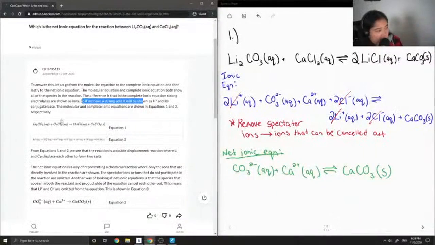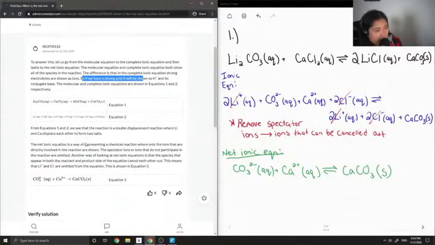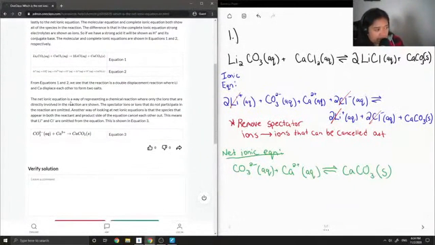So here they have the same molecular equation that I have in black, and then you'll see that they separate into their ions for equation 2. So we see that the reaction is a double displacement reaction where lithium and calcium displace each other to form 2 salts. The net ionic equation is a way of representing a chemical reaction where only the ions that are directly involved in the reaction are shown. The spectator ions, or ions that do not participate in the reaction, are omitted.